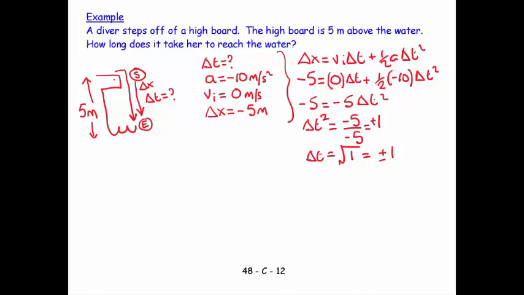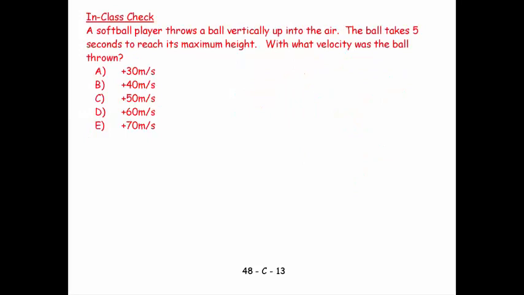Clearly, if I start my clock at the beginning, my duration would be delta t equals plus 1 second. It's a good thing to remember, actually. When you drop an object, it falls 5 meters in the first second. 15 feet roughly. 5 meters in the first second. So there we have it. So let's do a second question.